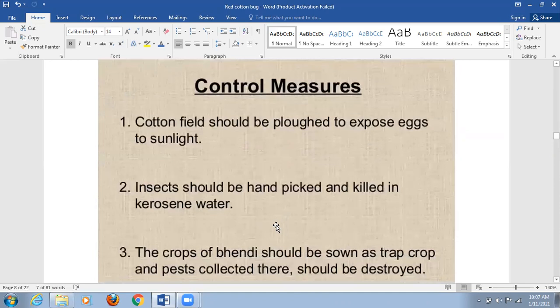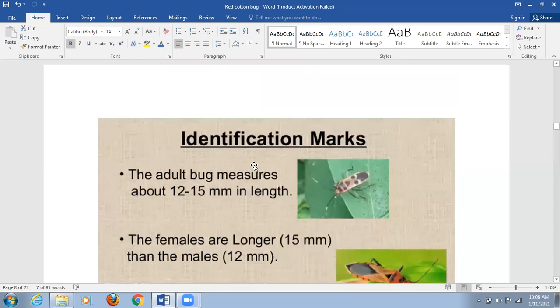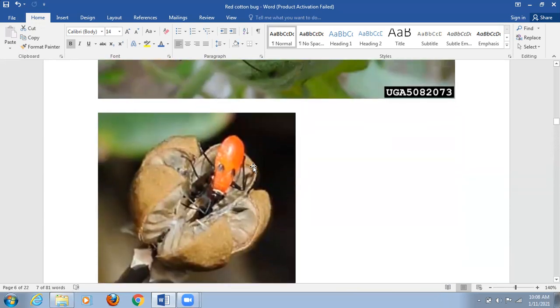Now let's see the control measures, how we are going to control this particular pest. But before that, let's learn about the nature of damage of this red cotton bug. Both nymphs and adults suck the cell sap from the leaves and tender shoots. Tender means newly growing shoots. They impair the vitality of the plant.